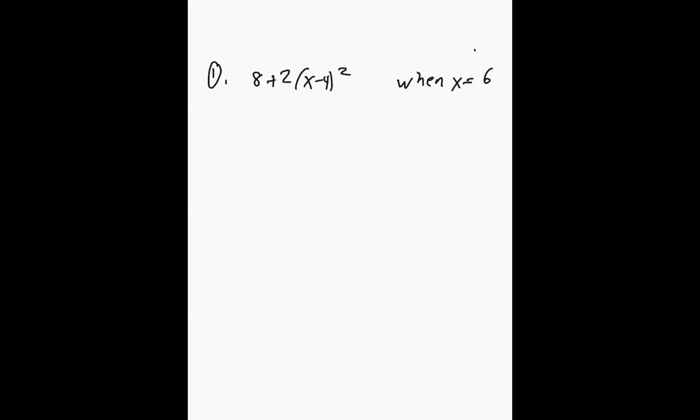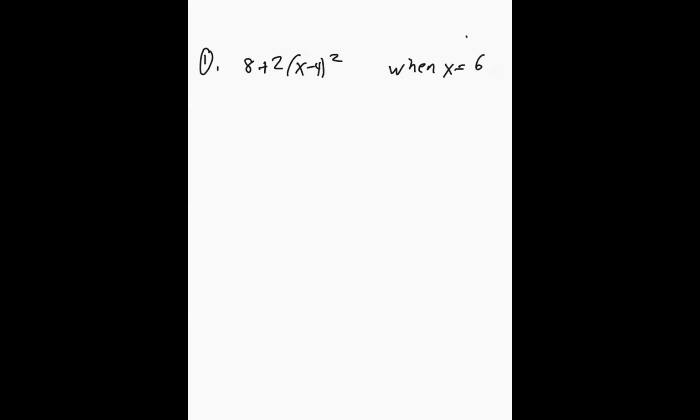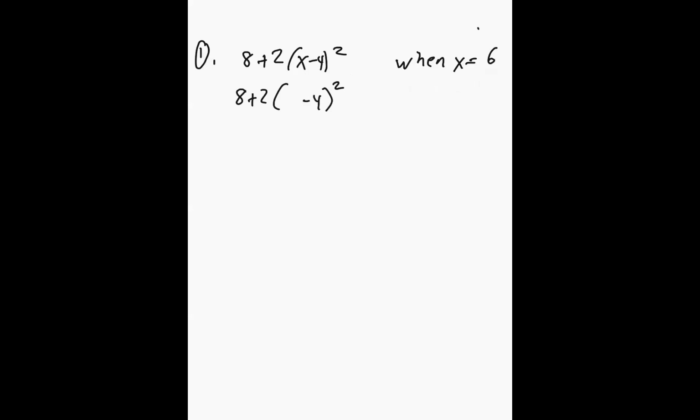So remember how to do this? What you do is you write the whole rest of the problem down the same as it is, except for the letter x. For the x, I'm going to plug in 6, because x is supposed to be 6, right? Then you do the inside of the parentheses first. 6 minus 4 is 2.